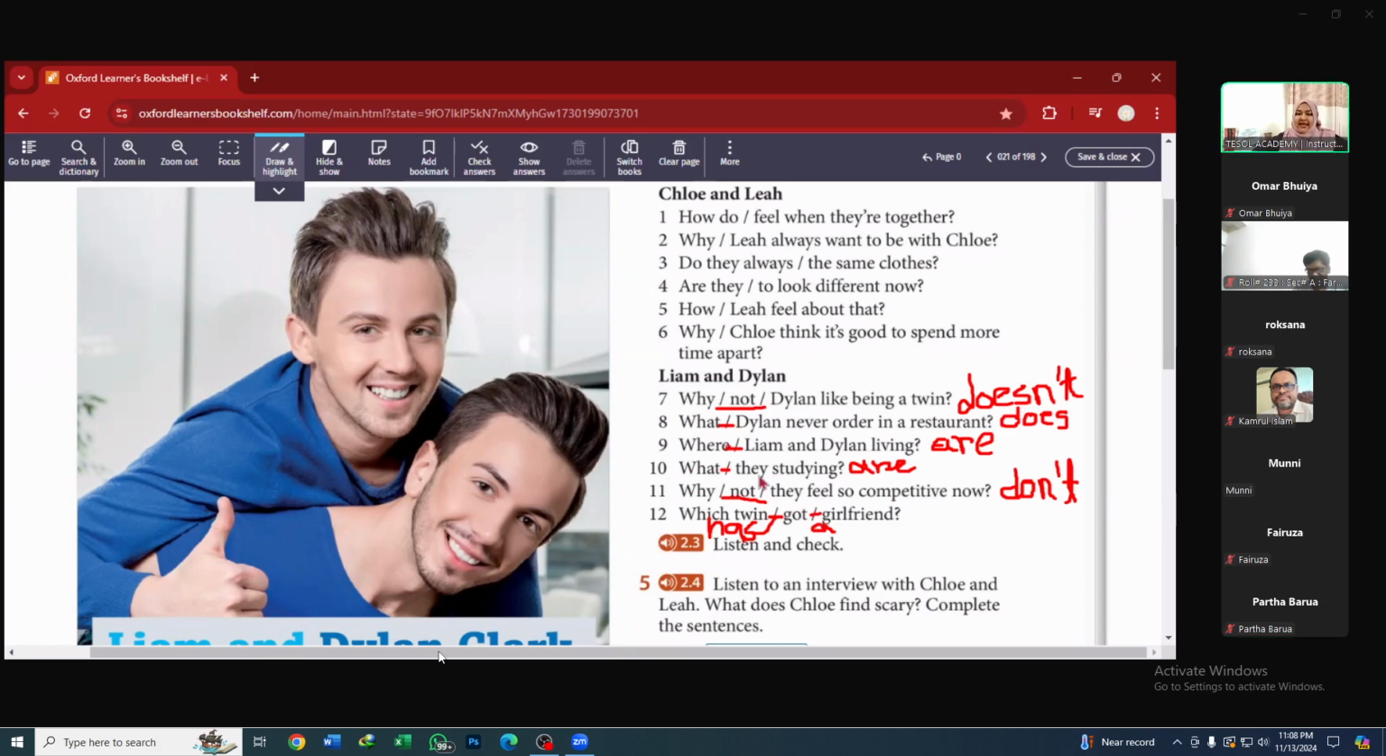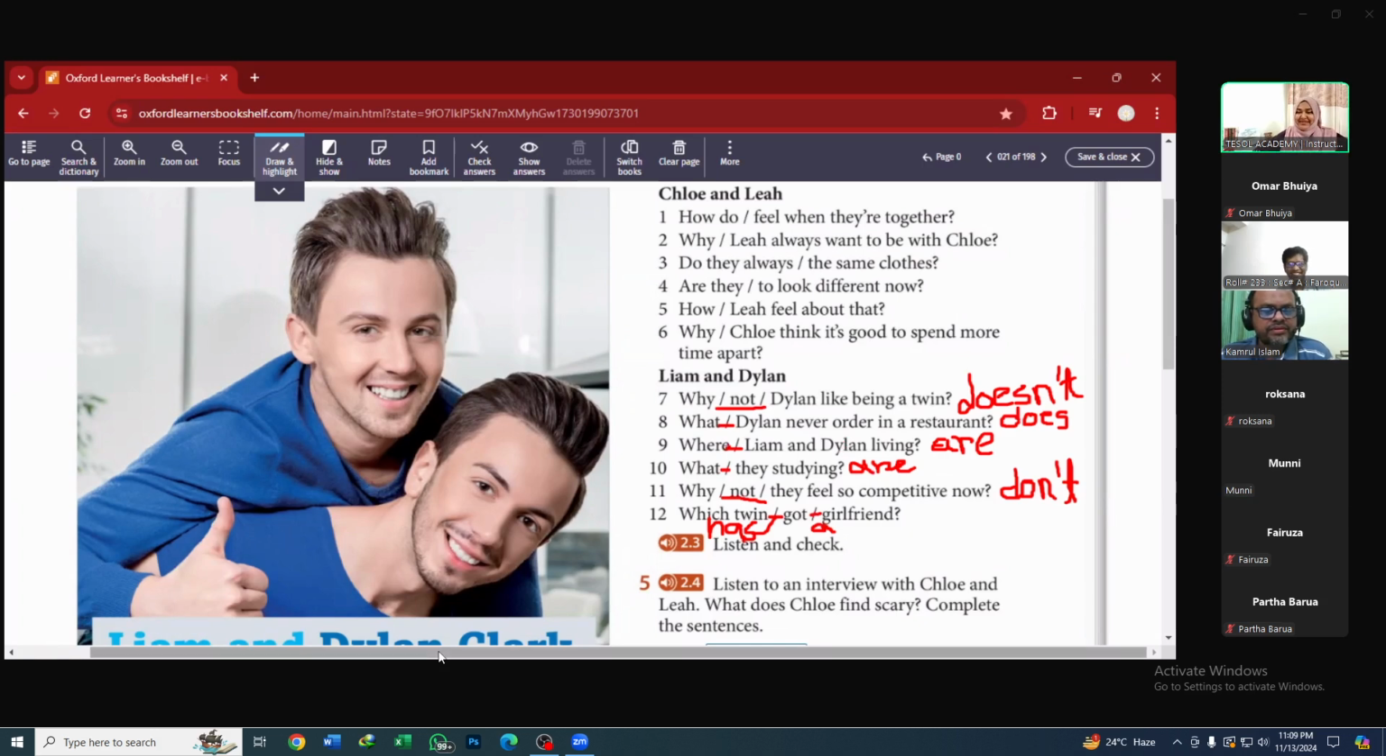Okay, number 10. Mr. Farooq, what are they studying? Dylan is studying drama. And Liam is studying a science subject. Which one? You tell me. Biochemistry, physics, which one? Okay, no problem. Well tried.